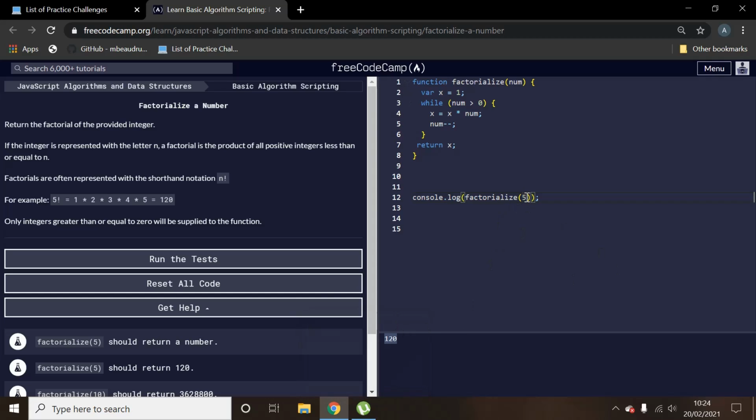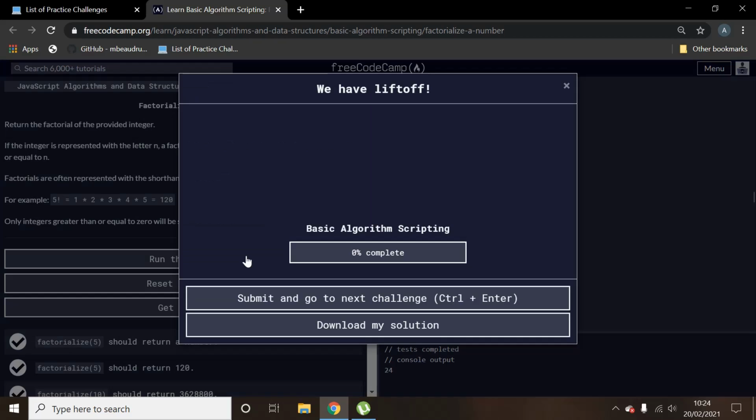If I change the value of 5, I put 7, 5040. If I put 100, okay, that's a very big number. 10, you see, that's the value. Let me put a small number. Let's put 4. 4 times 3, 12 times 2, 24 times 1, 24. Here it is. Okay, so it works. Let's check it. Good. We have liftoff.